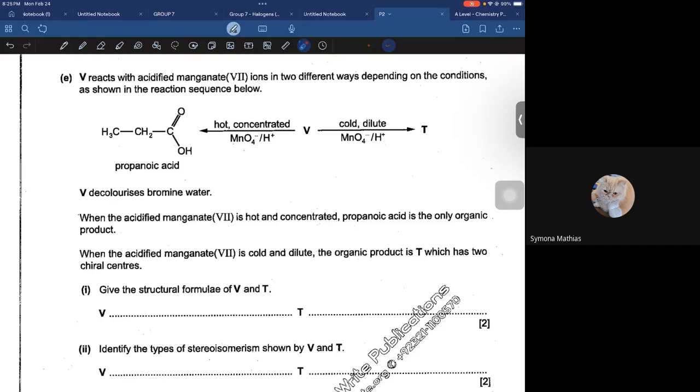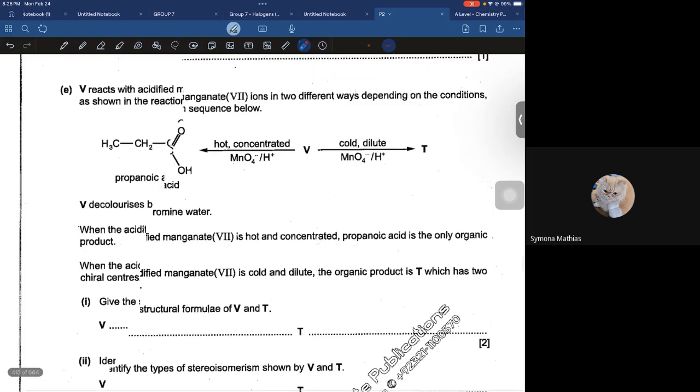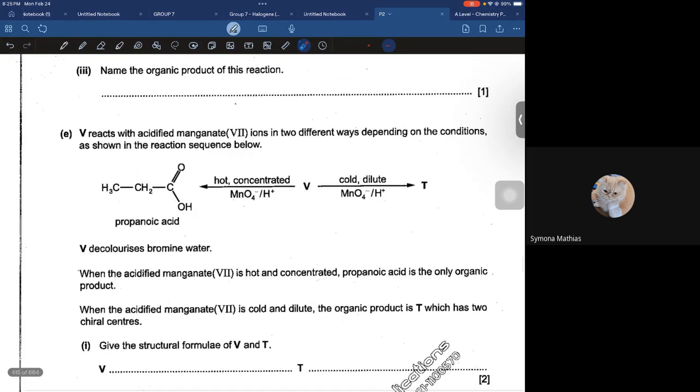Do you have any idea? What should be the structure of this V? Think, think, think. So V is going to react with hot and cold manganate.